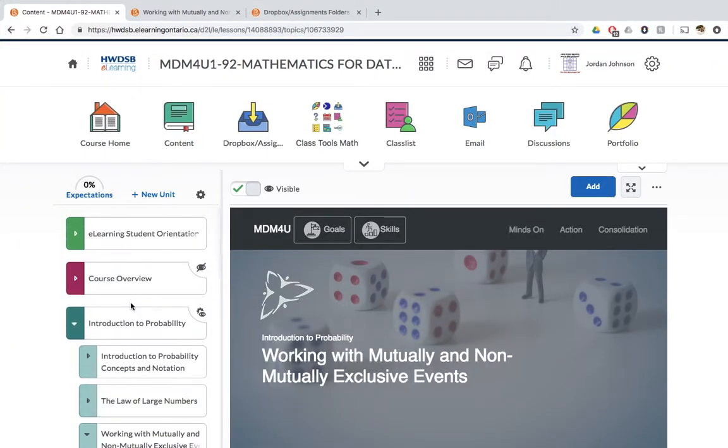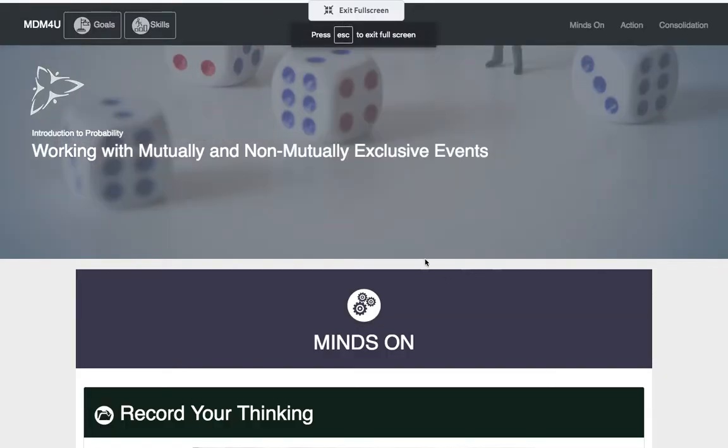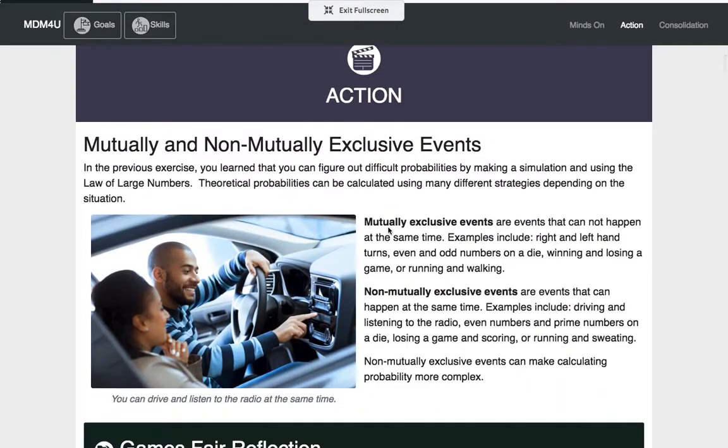We are looking at the third submodule, working with mutually and non-mutually exclusive events. So first of all, I have to define what these are. Mutually exclusive events are events that cannot occur at the same time, whereas non-mutually exclusive events can happen at the same time.